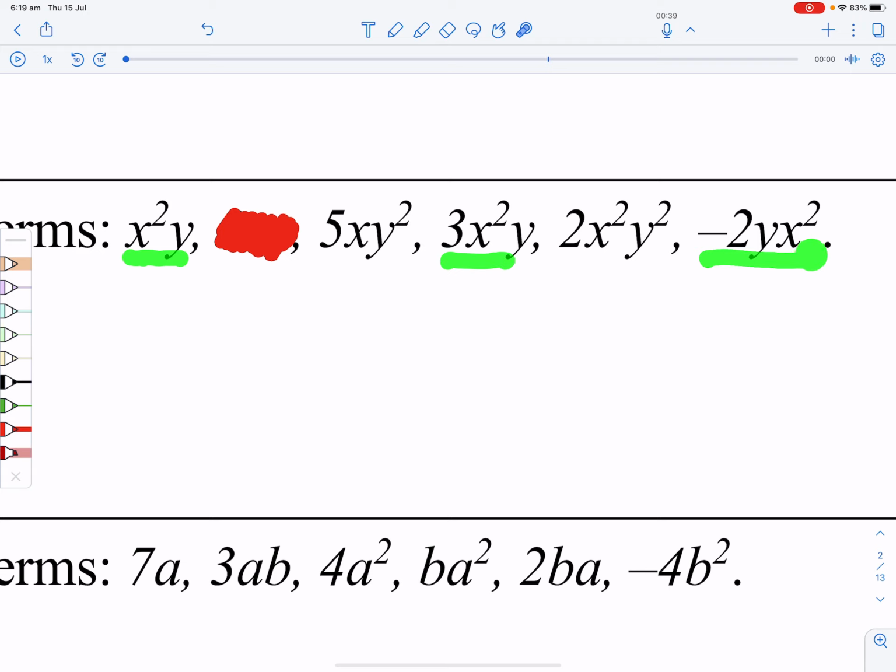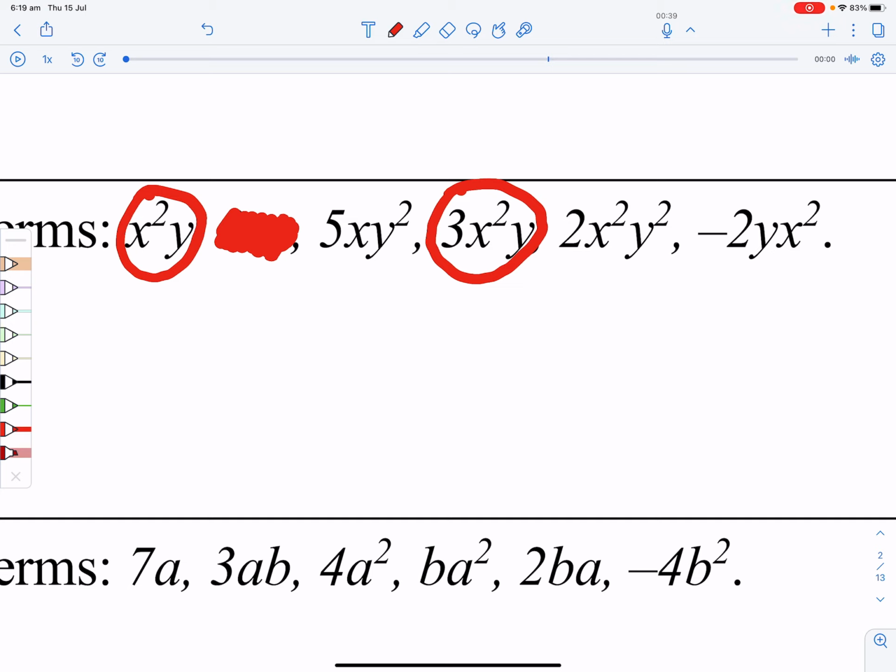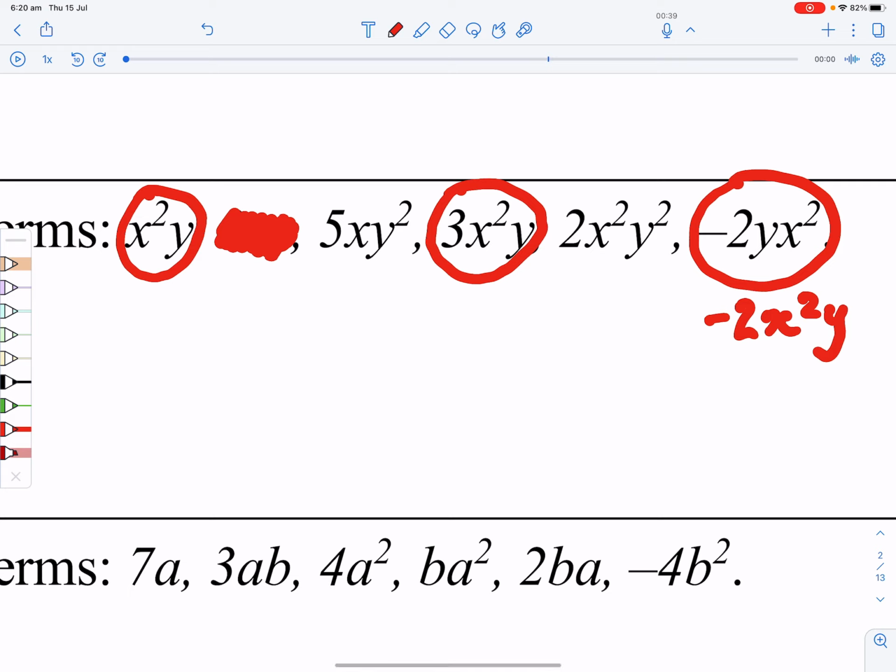You can see that. Okay. So these are x squared y, 3x squared y, and minus 2, even though this says yx squared, remember what I said earlier, this is the same as minus 2x squared y. Okay, you can move the x squared to there and move the y over. So they are like terms.